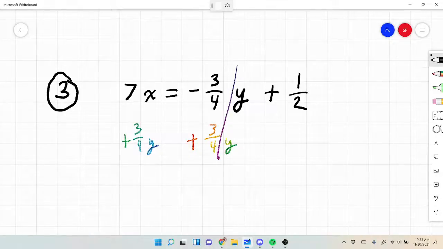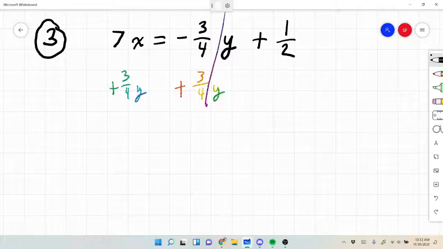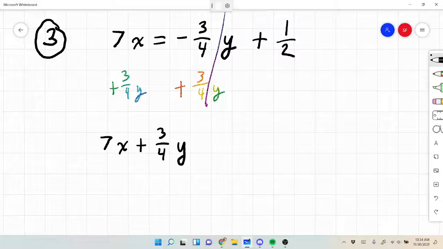Right. So on the left side, we end up with 7x plus 3/4 y. Does it matter if you put the 3/4 y in front of the 7? If we want to get really technical, for standard form, it's x and then y. Now we got to get rid of the fractions. So we're going to do a big bracket like we did before.